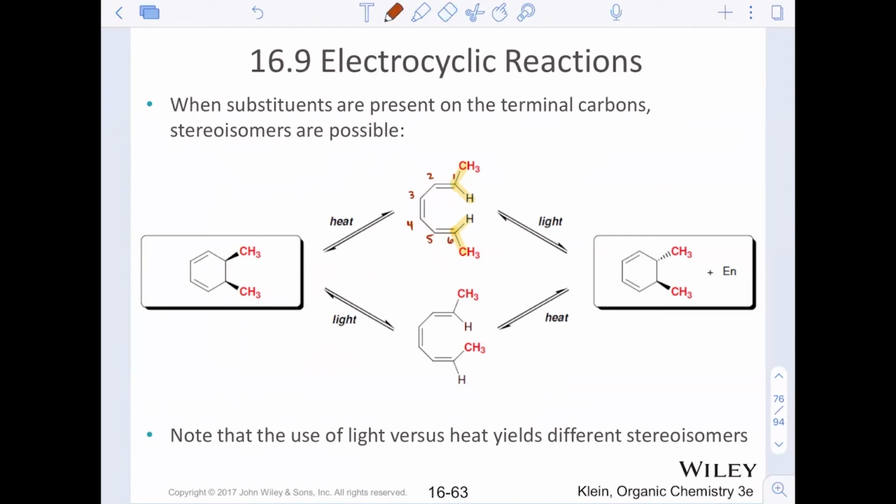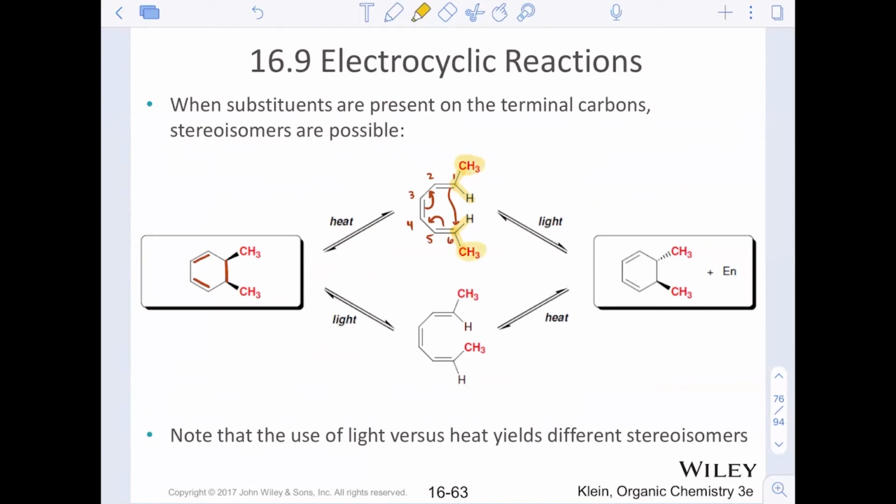All right, let's just draw those again. Clear some stuff up. The pi bond between 1 and 2 can go to make the new sigma bond between 1 and 6. I'm just going to highlight it there. That would cause the pi bond between 5 and 6 to move over, between 4 and 5, and the pi bond between 3 and 4 to move up to 2 and 3. Awesome, right? Now, notice these methyl groups are opposite of each other.